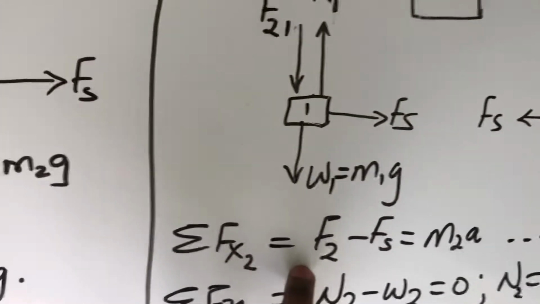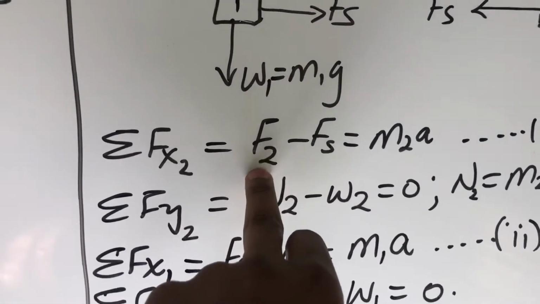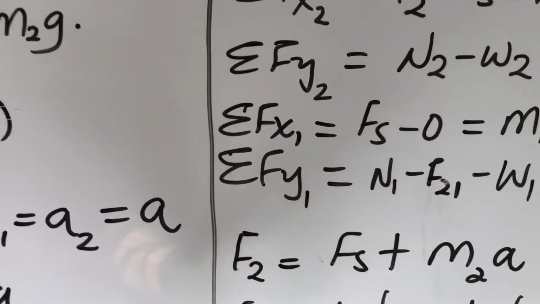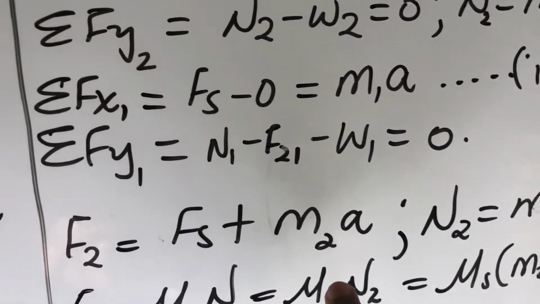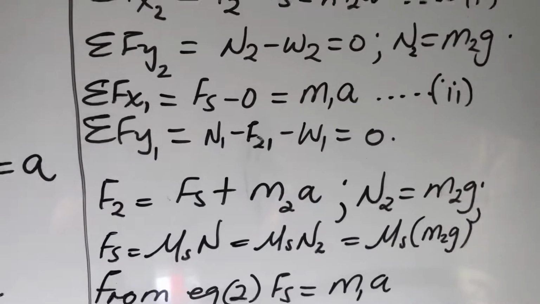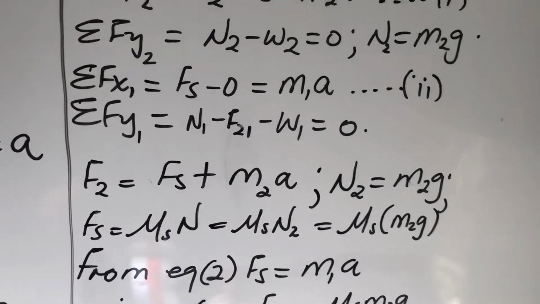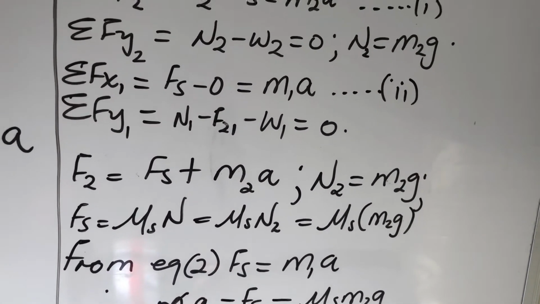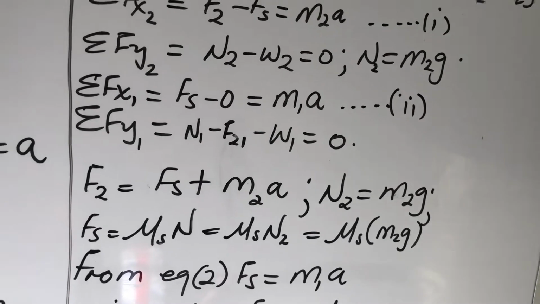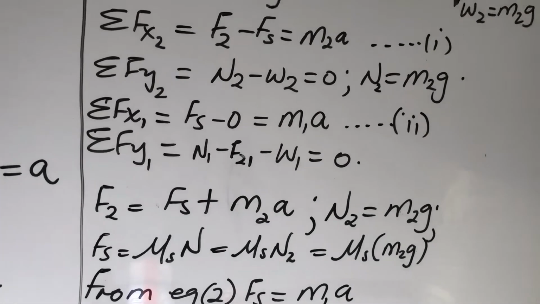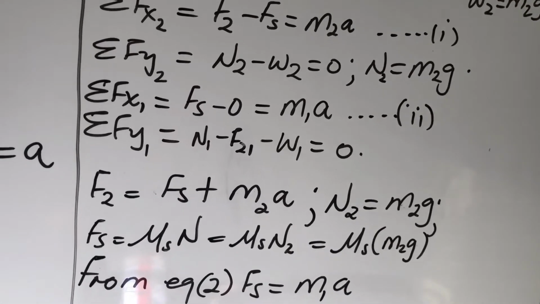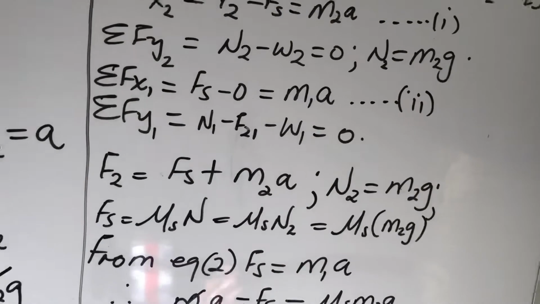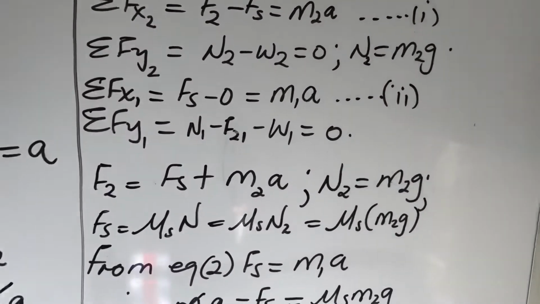So F2, if you go back here and recollect, you'll find that F2 is going to be equal to M2A plus Fs. That's what you see me writing here. F2 is equal to Fs plus M2A. But we have to again find the value of A. In these situations, there are two things that are common: the static friction and the acceleration. That's why you always see me trying to find A first, such that as soon as we get A, we can use A in both scenarios.